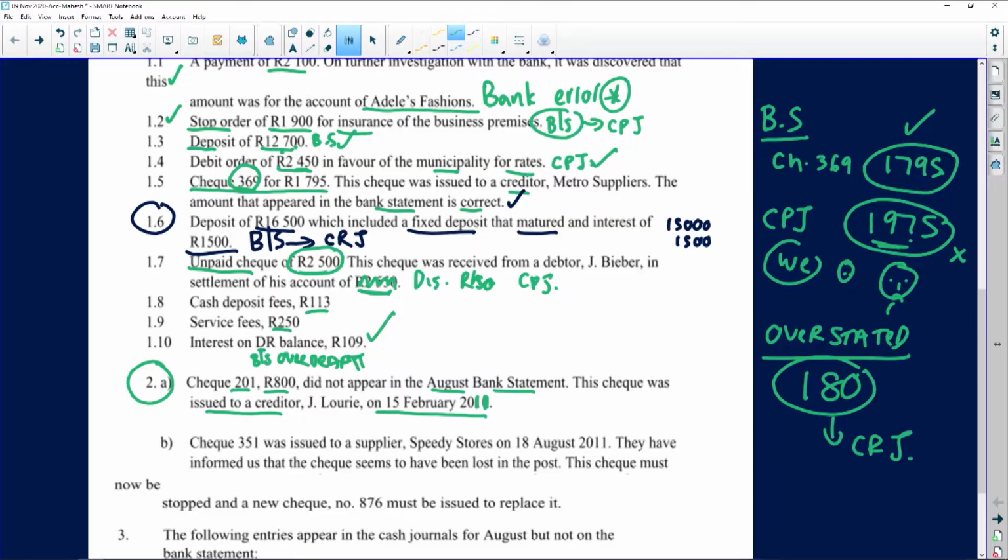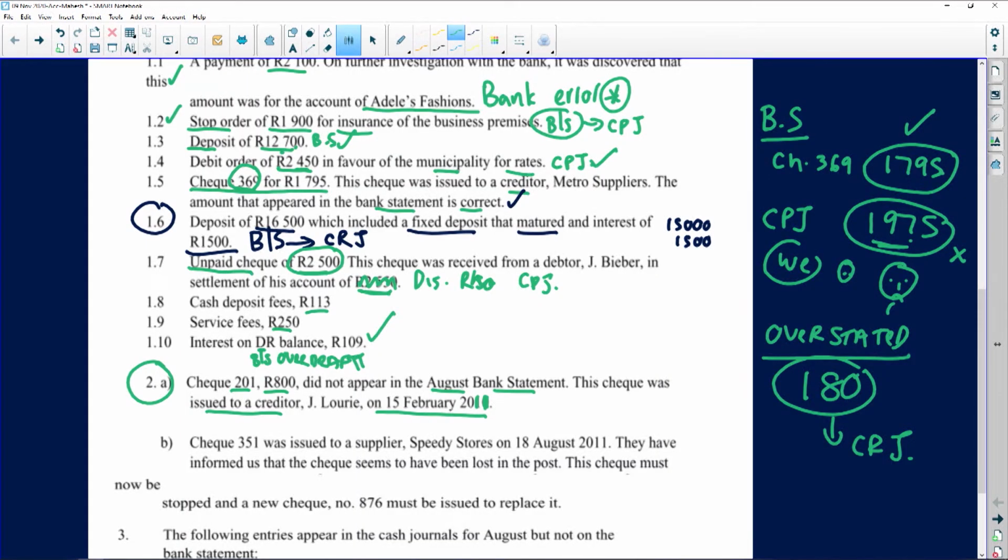Right, now what does this mean? So remember guys, an outstanding check simply means I have issued the check, but for some reason the payee the check was issued to has not taken the check and cashed the check. So in this particular case, J. Lurie for some reason has not cashed the check, which is an amount of 800 Rand.